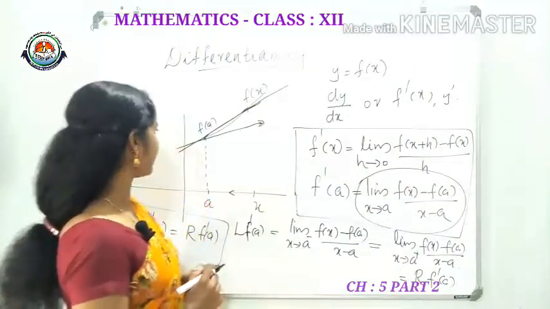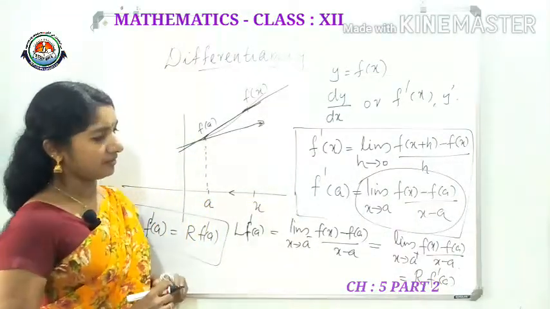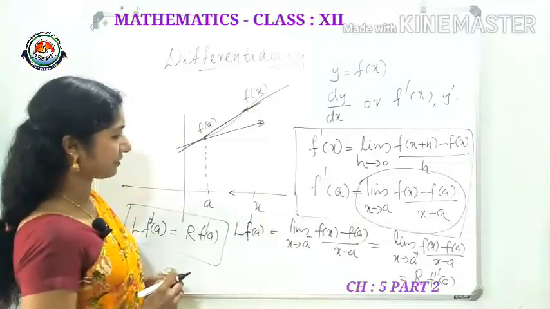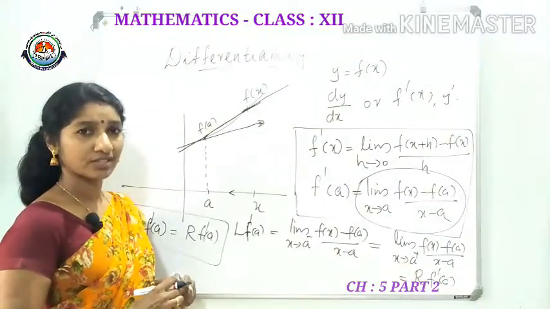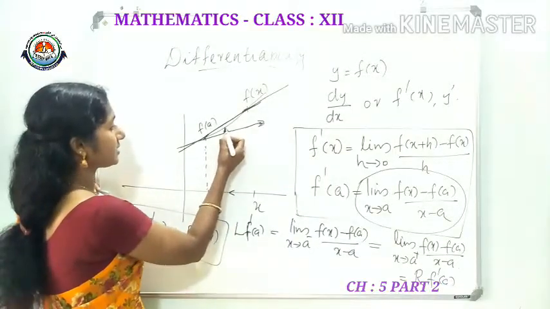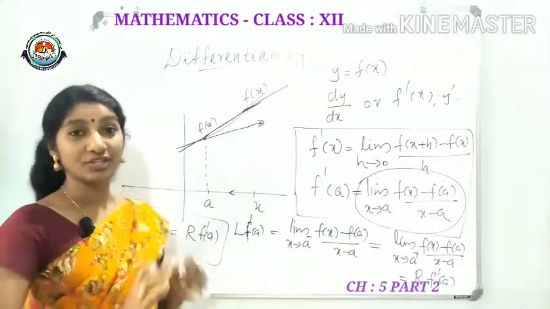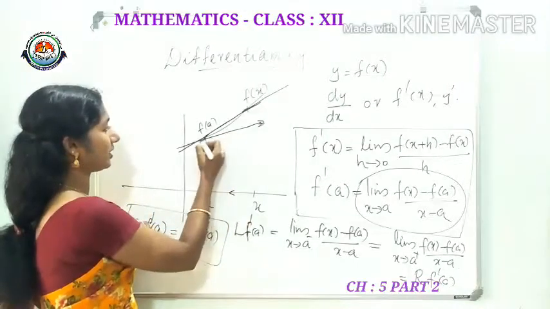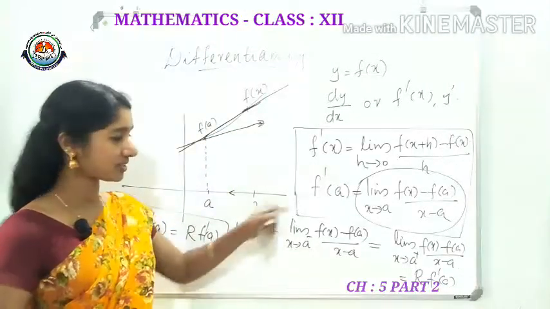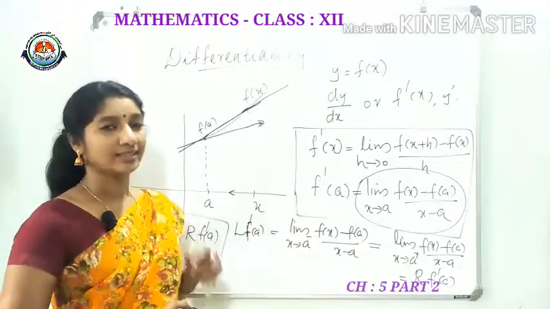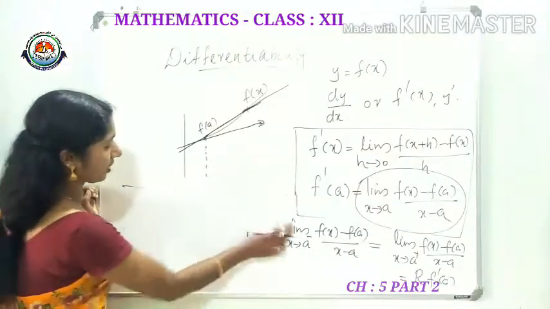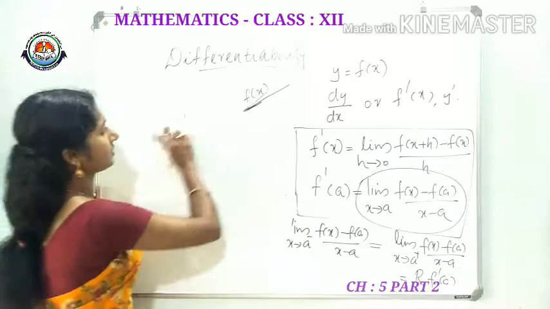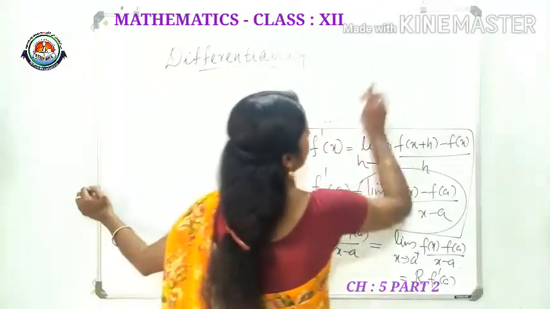Okay, and what about this function? Suppose it is a differentiable function, what about the continuity of this function? Since it is differentiable, this function is a continuous function only, because this limit should exist now. Then is every continuous function differentiable? Let us check one example.